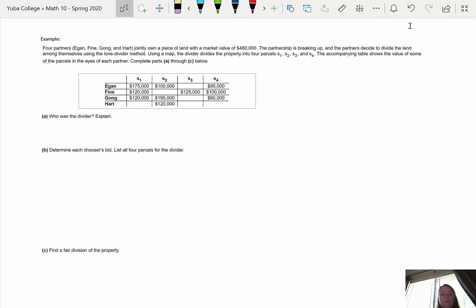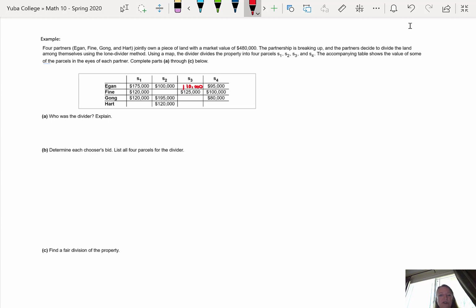So who was the divider? Well, first of all, they didn't give us all the information, so we need to figure out what the amount is for everybody. We know the total amount of property is $480,000. So let's figure out what S sub 3 is for Egan. We have the $175,000 plus the $100,000 plus the $95,000. That's $370,000. And if we take that from $480,000, this tells me this is $110,000.